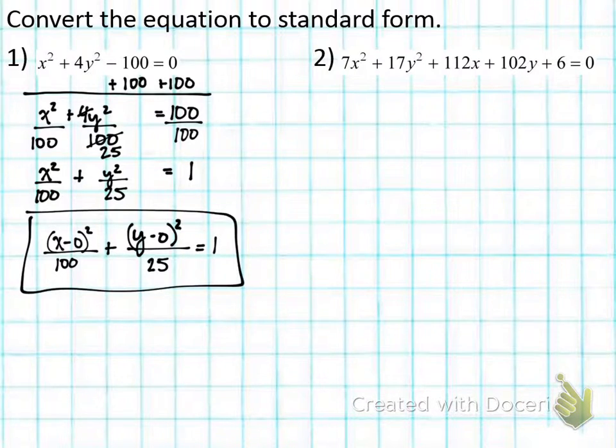And that's how you do number 1. Okay? Now it's in standard form. I know my h and k is 0, 0. A squared is 100, so a is 10, b is 5, and that's it. We can use that to graph.